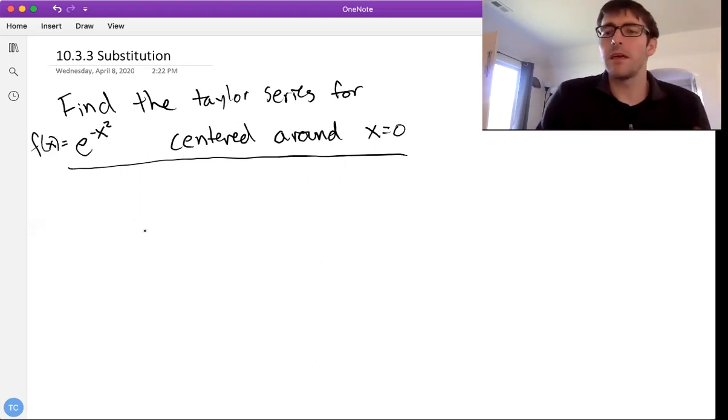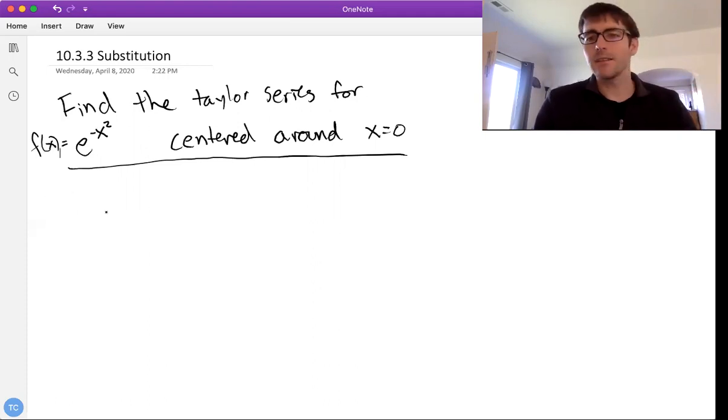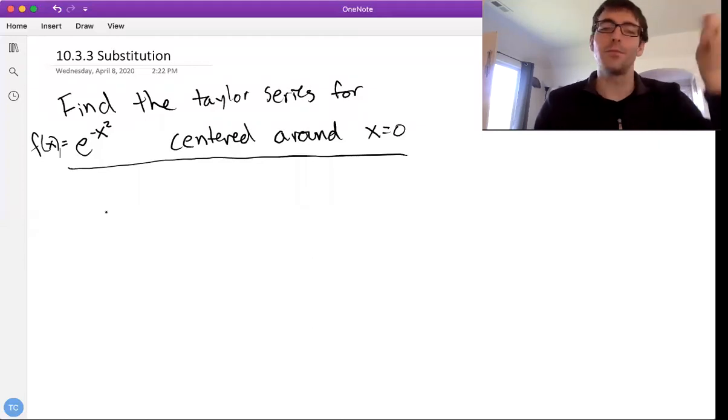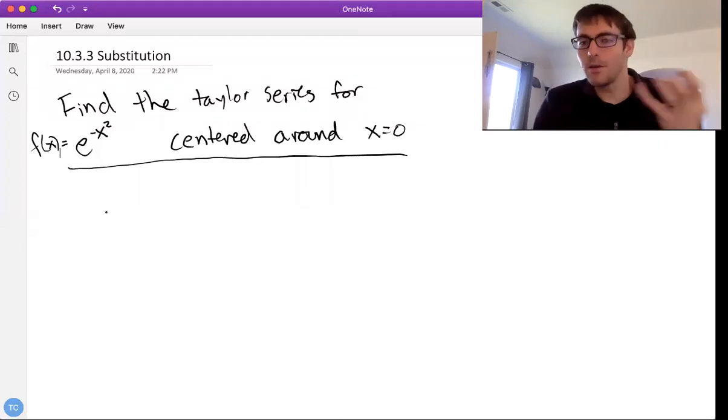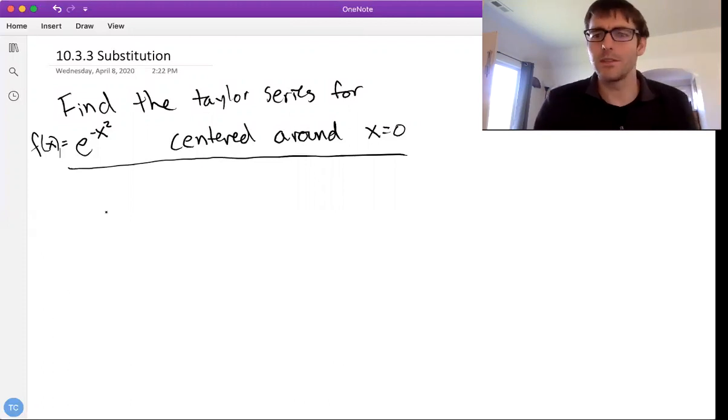Well, we might remember that, hey, the Taylor series for e to the x is really easy. That's probably the easiest one out there. It's 1 plus x plus x squared over 2 plus x cubed over 3 factorial. Because all of the derivatives are 1, it's straightforward to find.